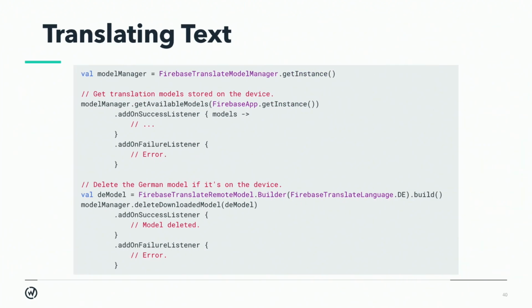Then Firebase Translation APIs also have this class called Translate Model Manager, which allows you to get available models that are currently stored on your device. And if you want to clean up some space, you can also delete certain models, like they recommend in the documentation. That happens by creating the Firebase Translate Remote Model Builder, and then on the model manager, you just call delete downloaded model.